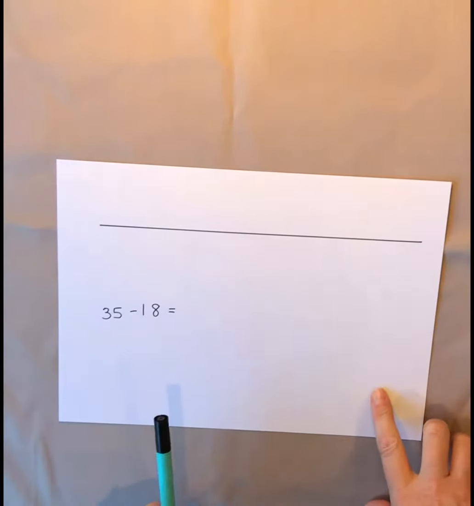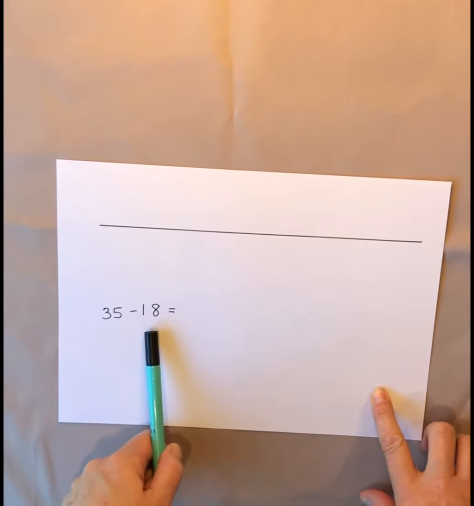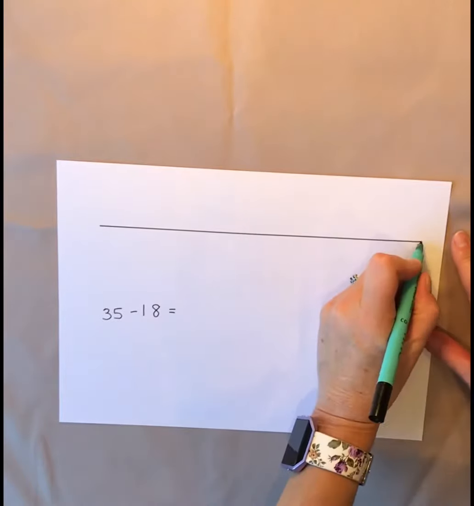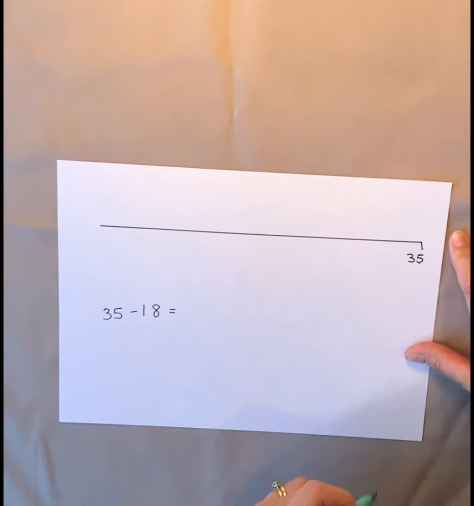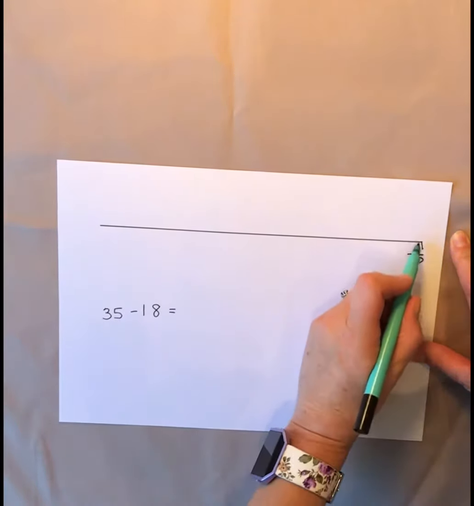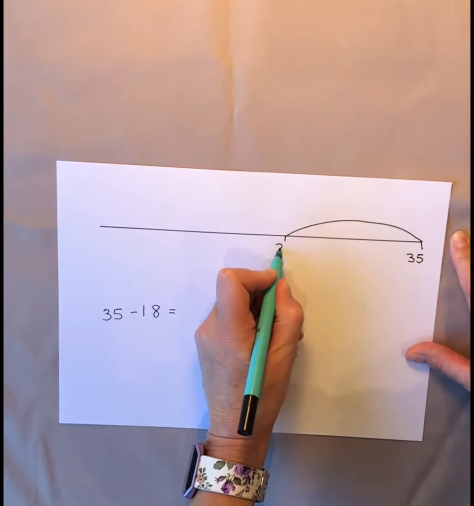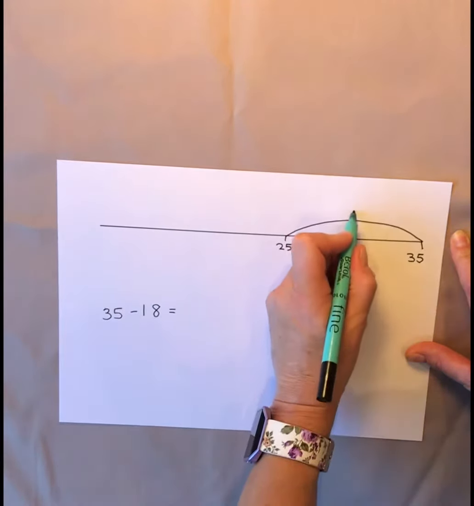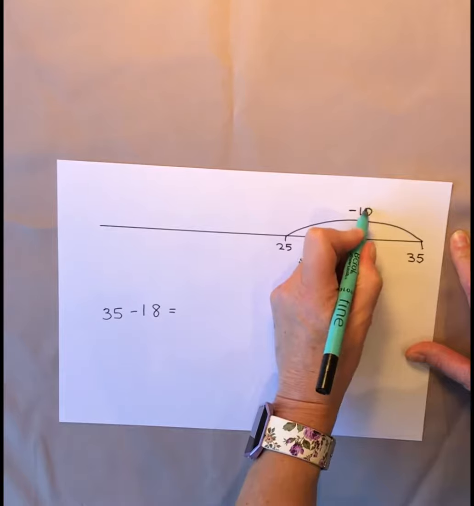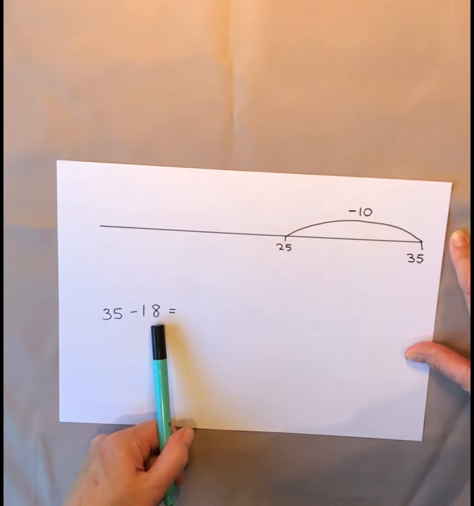What about a question like this? 35 subtract 18. With a number line, I can put my 35 here, and I'm going to do jumps that I find are easy. So I'm doing a 10 jump to 25, because I know 10 less than 35 is 25. So I've already subtracted 10, but I still need to subtract 8.